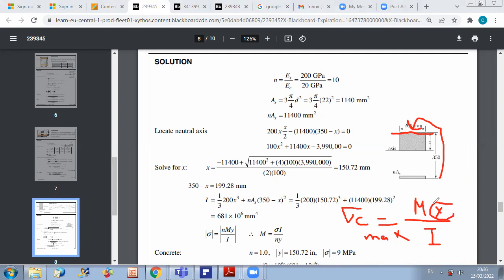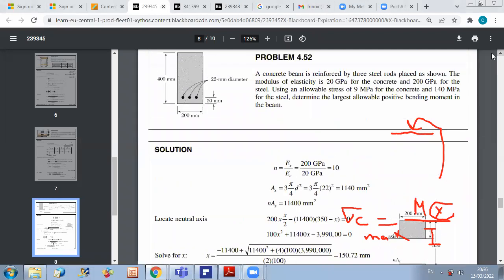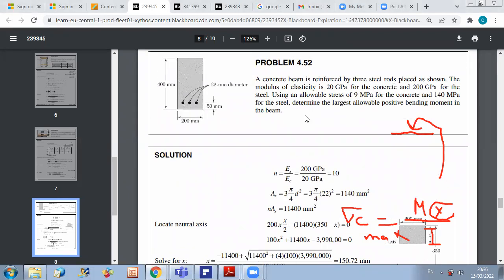In this problem, they gave you the value of the bending moment, no, here they want you to determine the maximum possible positive bending moment applied on the beam. So you should not exceed the allowable stresses. And they gave you the allowable stress for concrete, which of course is a compression stress, and the allowable tensile stress for steel.